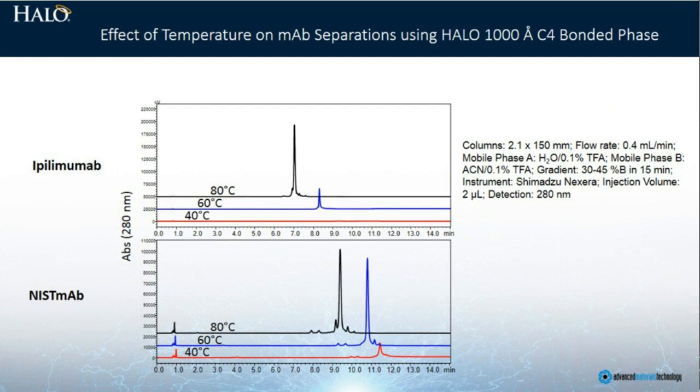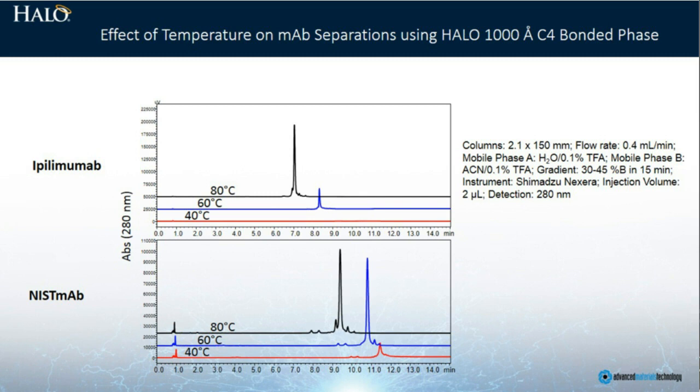monoclonal antibodies. Well, the first thing that you'll note, and this has been known for a very long time, is that with intact protein separations, temperature is critical. And with monoclonal antibodies, this is, if anything, doubly the case. This is separation, in this case, using the C4 bonded phase, superficially porous particle material, 1,000 angstrom, looking at ipilimumab and nivolumab as a function of temperature.